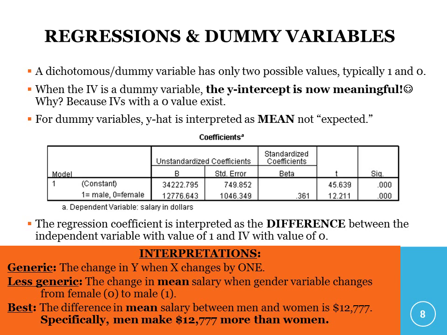Okay, so our Y-intercept here is 34,000. That's telling us that's what the 0 makes. So that's what females make. And then we add this 12,000 or about 13,000, and that's telling us what males make more than females.